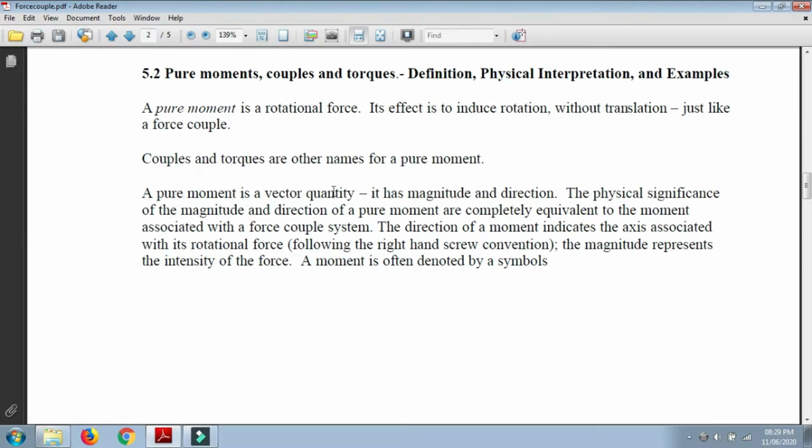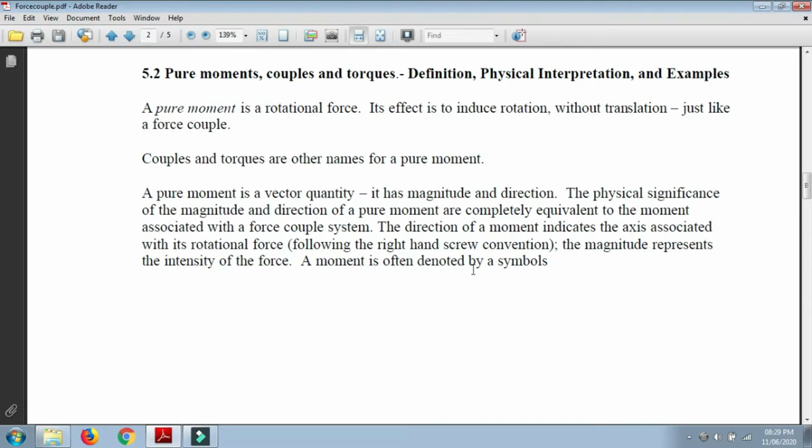A pure moment is a vector quantity. It has a magnitude and direction. The physical significance of the magnitude and direction of a pure moment are completely equivalent to the moment associated with a force couple system. So the direction of a moment indicates the axis associated with its rotational force. The right hand screw rotation gives the direction. The magnitude represents the intensity of the force.